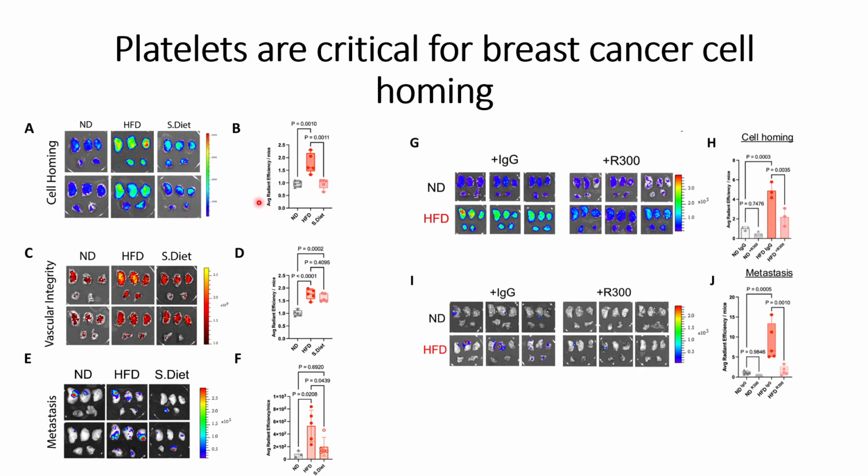that the average radiant efficiency per mouse is lower in the normal diet mice conditions, high in the high fat diet mice conditions, and when the high fat diet mice are switched to the normal diet, they can see further reductions in the average radiant signals, which is the indication of cell homing in this immunofluorescence image.